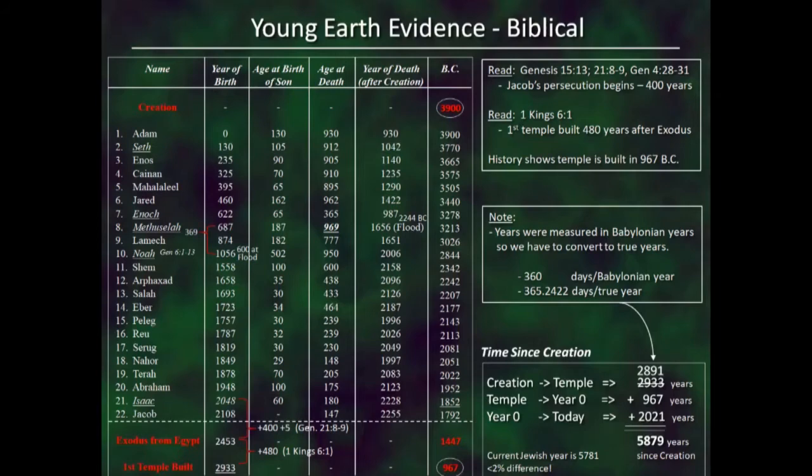But as I said before, any time you're doing prophecy studies, and it's always important when years are involved, it seems like it's always a Babylonian year, a 360-day year. And of course, we have to get into our calendar. You have to determine what the true years are, because a true year is not 360, it's 365.2422. So once you do that conversion factor from creation to the temple, it's actually 2,891 years. And then from the temple being created to year zero, that's 967 years, as archaeological evidence proved. And then from that point till today's 2021, that gets us 5,879 years since creation.